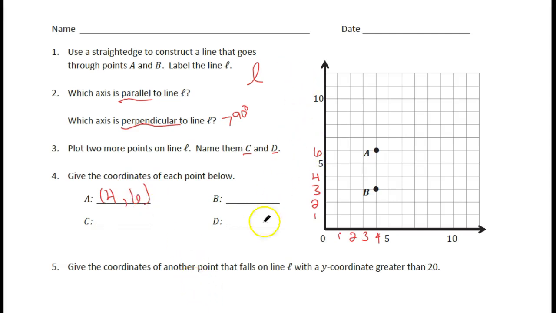Give the coordinates of another point that falls on there with a y coordinate greater than 20. So they're asking you again to fill in these blanks with another point, and this point right here has to be greater than 20. That's the one that you're going to put here. You don't have to plot it on here. All it's asking you is to say where it is going to be. And it's pretty obvious, because if it's on the same line, you know the x is going to be a 4.